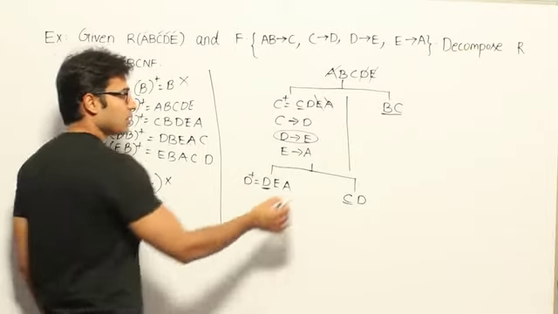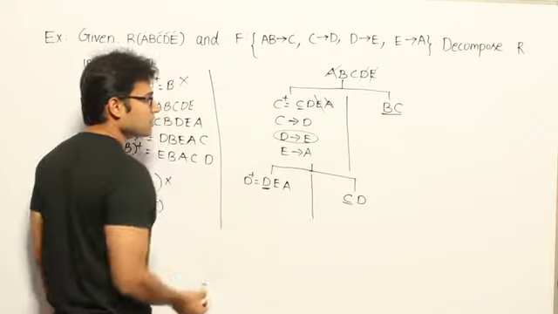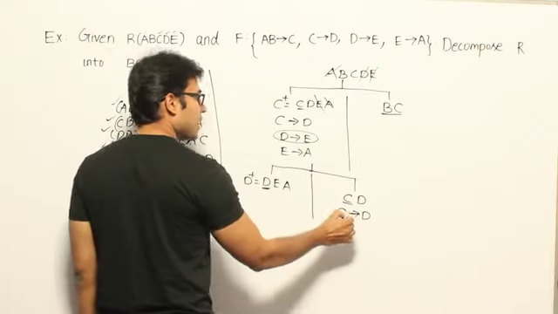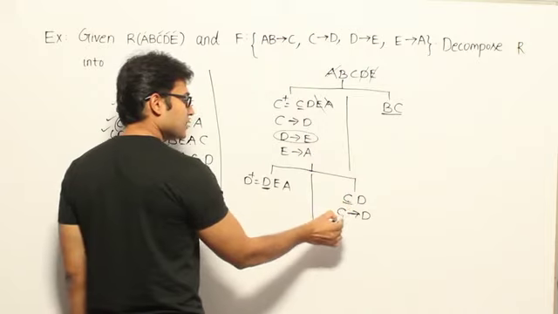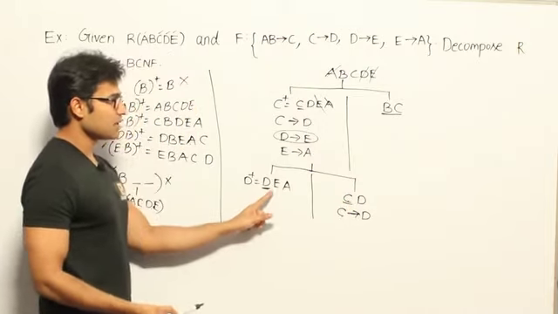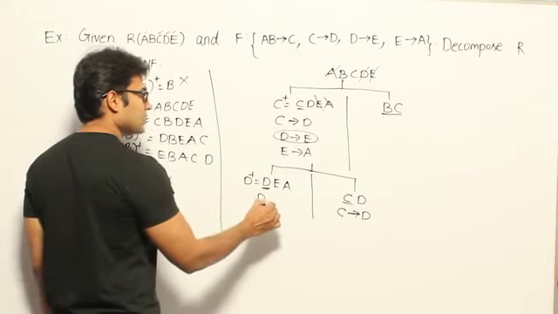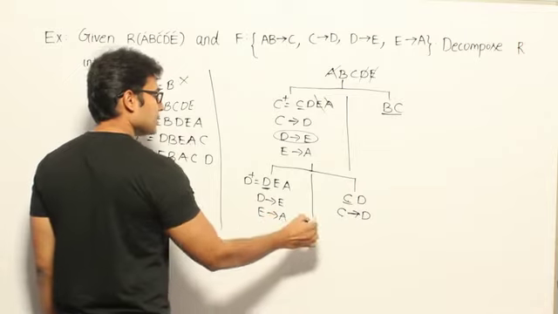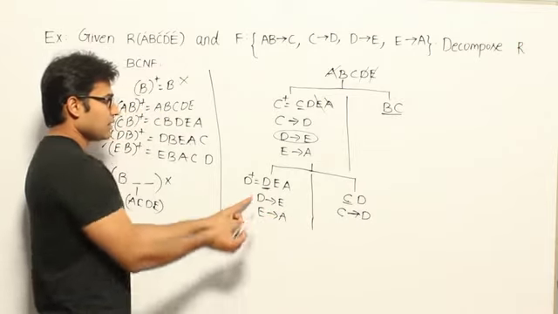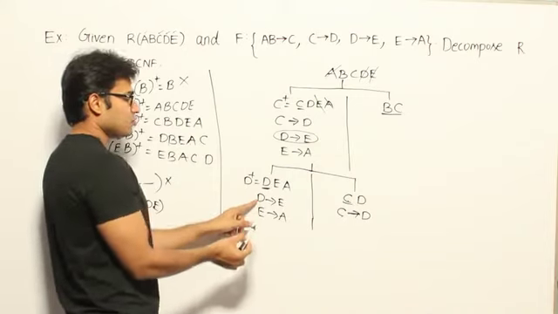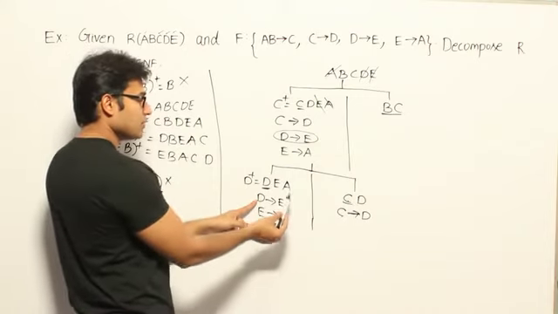Now, what are the functional dependencies that are applicable on each one? On this one, the functional dependency applicable is C determines D, and C is the candidate key and C is the super key. Therefore, this table is in BCNF. Now, what is the functional dependency applicable on this? One is D determines E and the other one is E determines A. Now, if you observe this, D is the candidate key and D is the super key. Therefore, there is no problem with this FD.